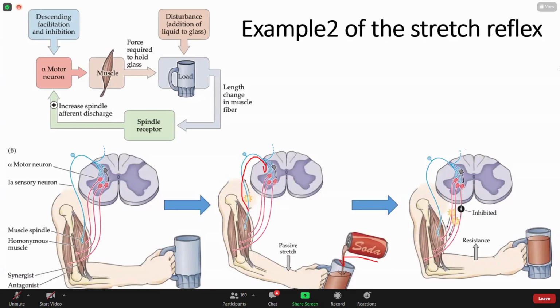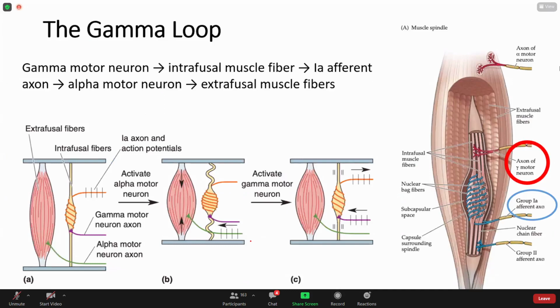At the same time, it will be synapsing with the inhibitory interneuron that will inhibit the alpha motor neuron that is innervating the tricep. And so this way, this muscle will be contracting to apply resistance against the stretch. Okay. Any questions so far?